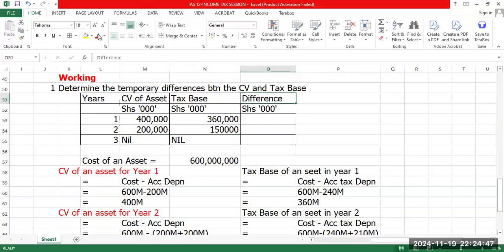So what is your difference? You subtract. You get the carrying value minus the tax base. Okay, here it is. These are your differences. So the question is, are these differences taxable or deductible? Are they taxable or deductible? That's what I was saying here.